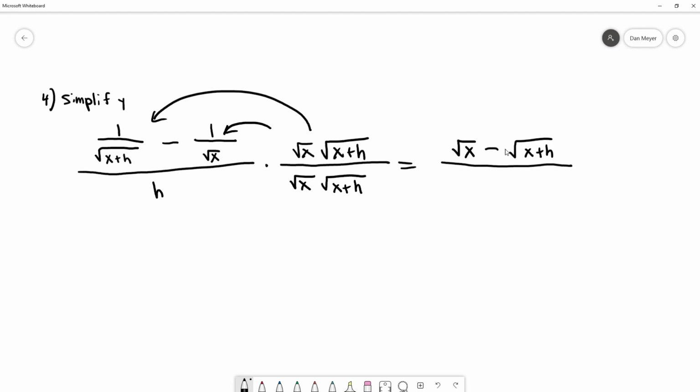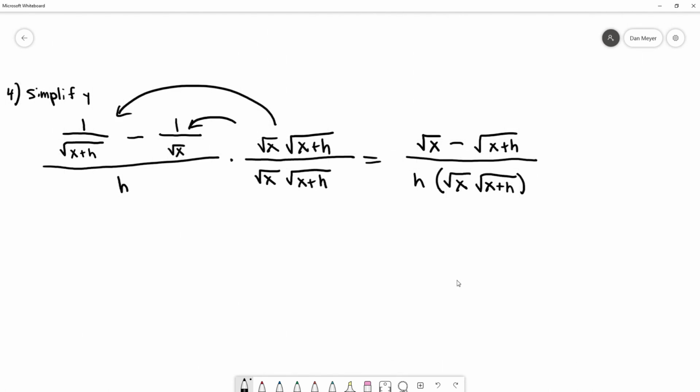On the bottom, we're not going to do anything fancy on the bottom. Our end goal here eventually is to be able to cancel the h in the bottom. Okay, when you do get to this problem in a calculus class, you're going to want to plug in 0 for h, and we can't have h as a factor of the denominator. All right, that's kind of our goal.